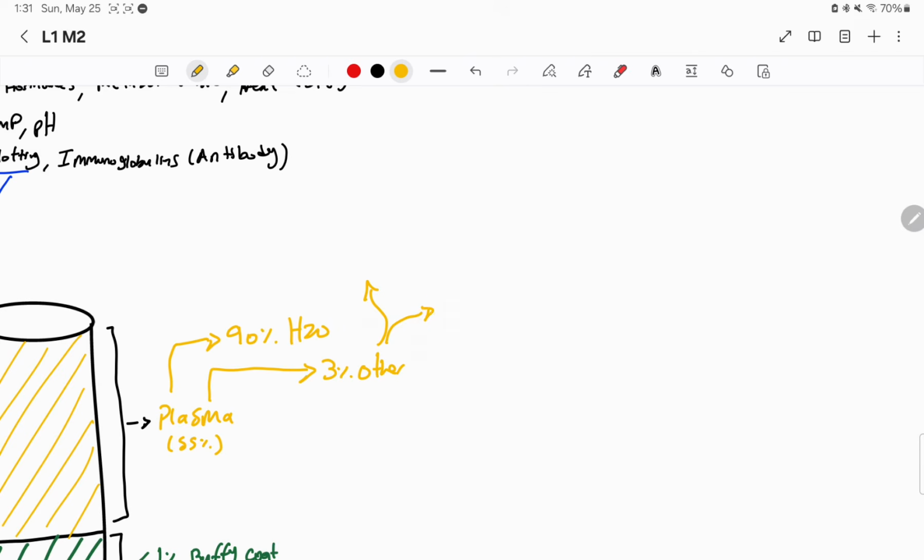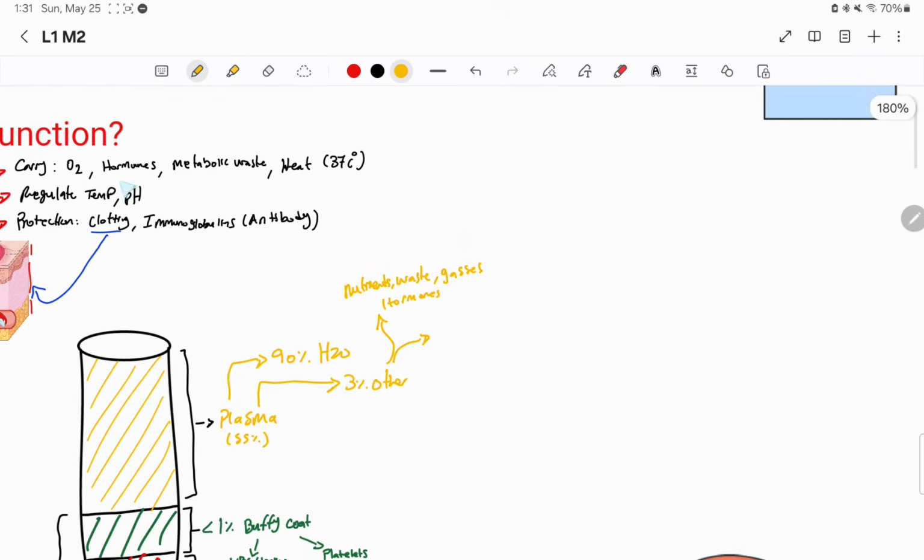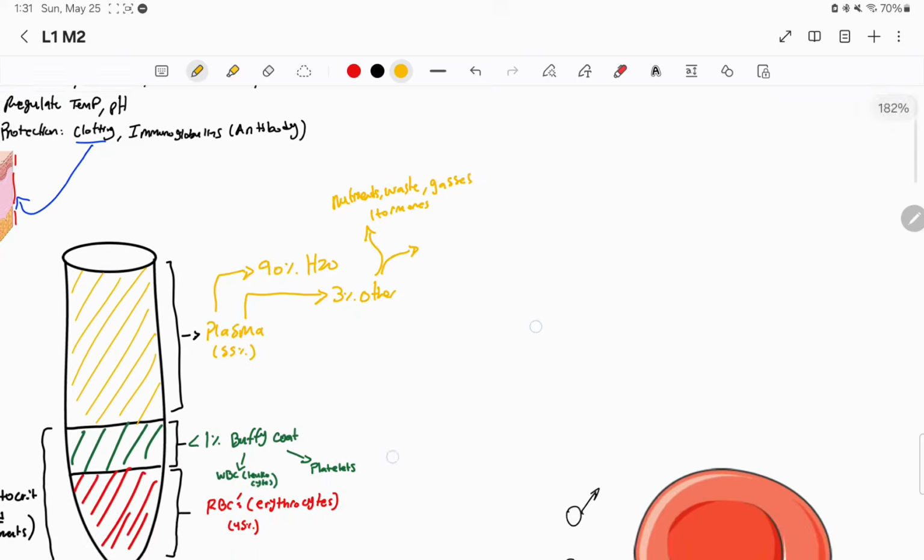Other includes nutrients, waste products, right? Remember those waste products we talked about over here? Okay. Gases, right? Remember the oxygen, the CO2, all of that, and hormones, okay? So all of those things that we said are going to get carried, they're all inside of the plasma. They're dissolved or being carried by some protein within the plasma.